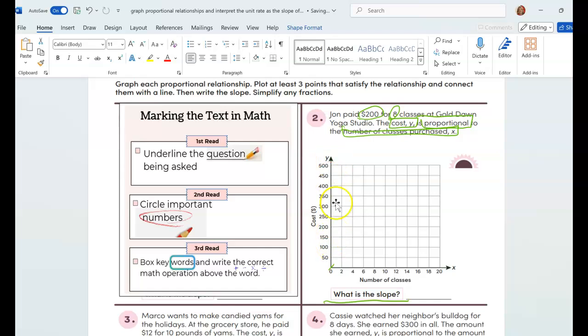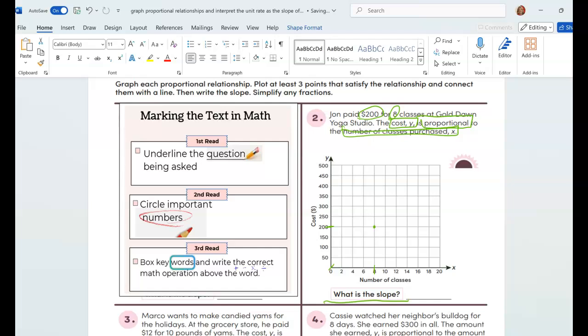and cost is Y. All right, so 200, he paid 200, cost 200. And how many classes did he purchase? 8. Where do those two meet? That would be the point.